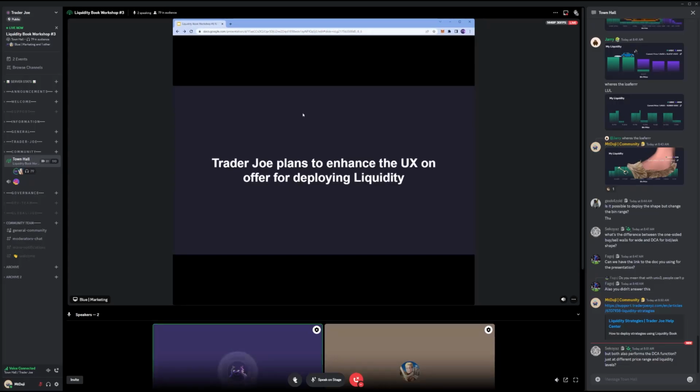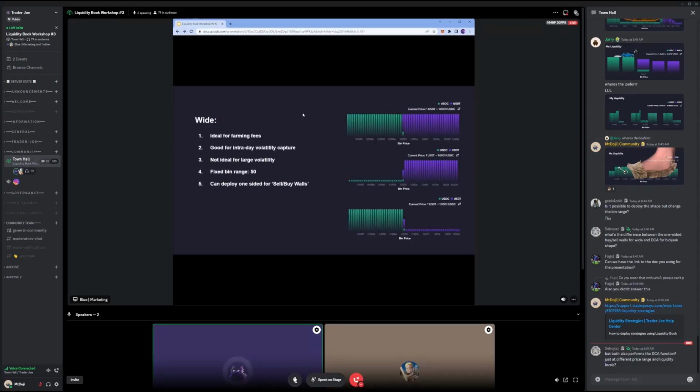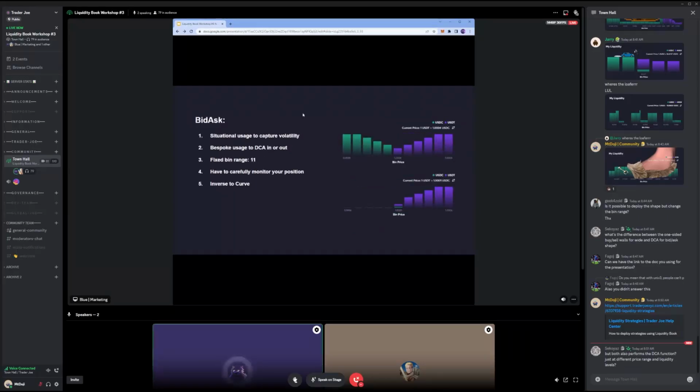Another question here. So, both also perform the DCA function, just at different price range and liquidity levels. Yes, so you can use wide to essentially DCA in. You can use bid ask to DCA in as well or out. They can perform the same function. It would just be a different risk approach that you take.